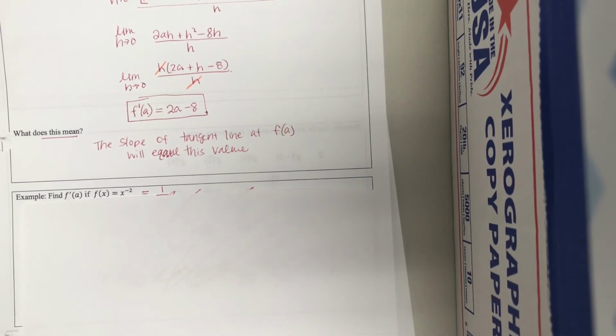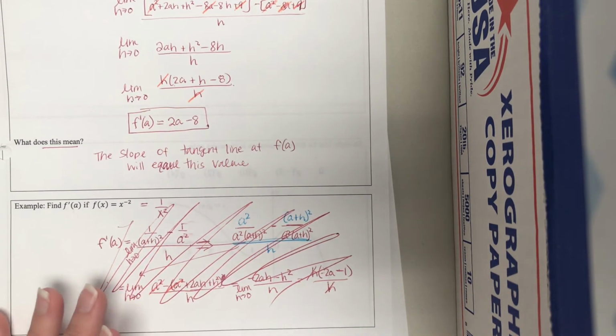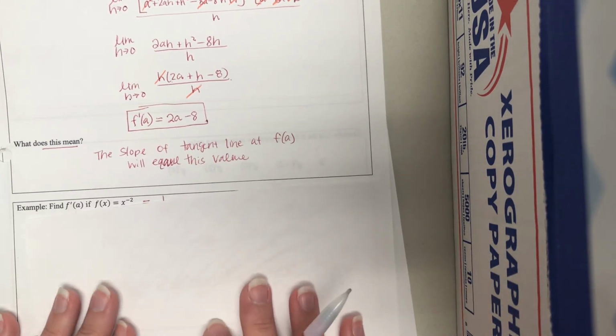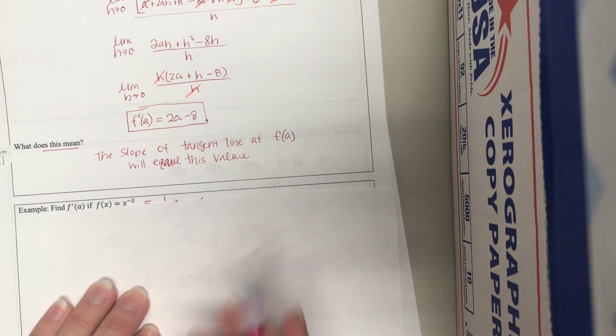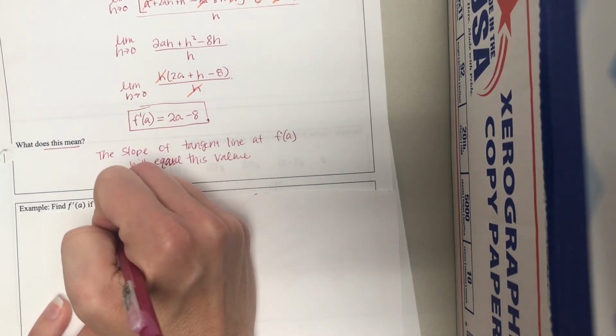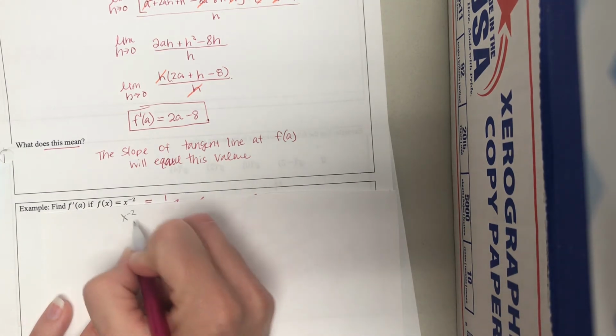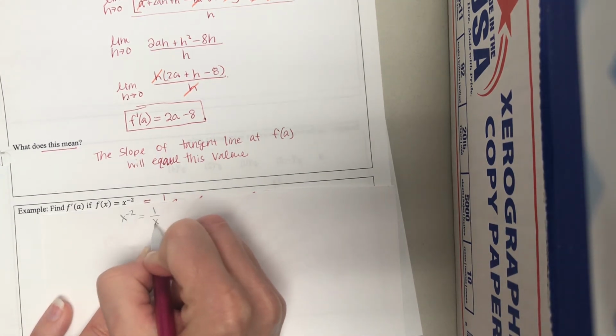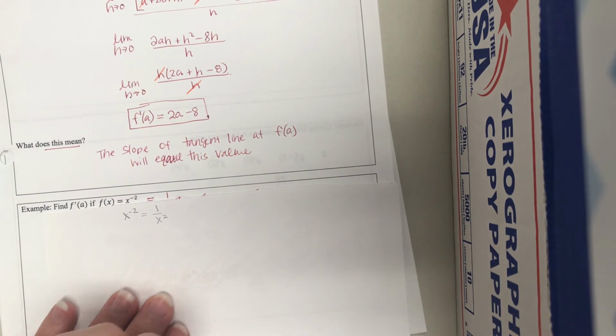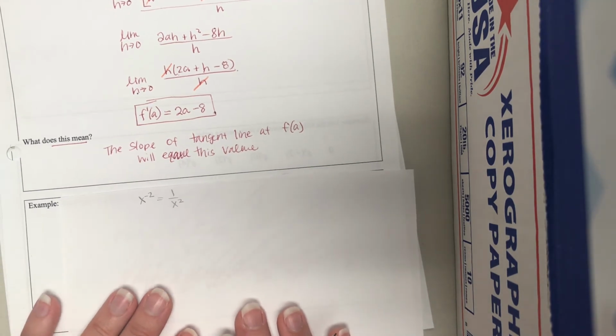All right, so let's do this example. I totally screwed it up. I'm going to try again. I'm going to use pencil this time. Okay, so our function is x to the negative 2. And if you guys remember from Algebra 1, you can write that as 1 over x squared. I think that's easier in doing this problem.